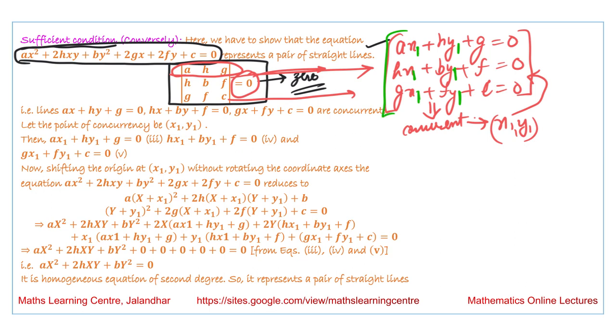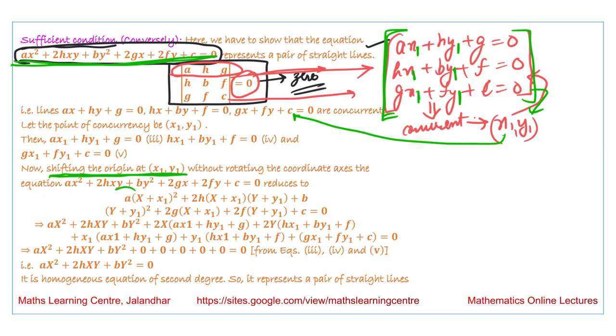We have obtained these three equations, and now we shift the origin to the point x1, y1, the point of concurrency of these three lines. Now if we shift the origin to this point, the equation ax square plus 2hxy plus by square plus 2gx plus 2fy plus c is equal to 0 is transformed into this form.